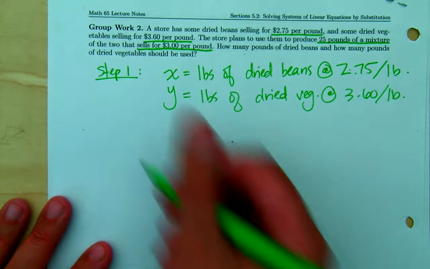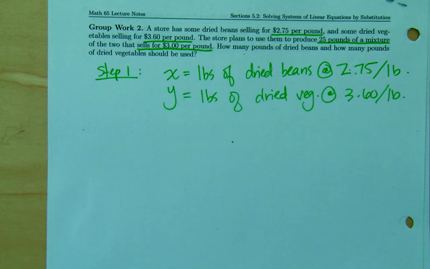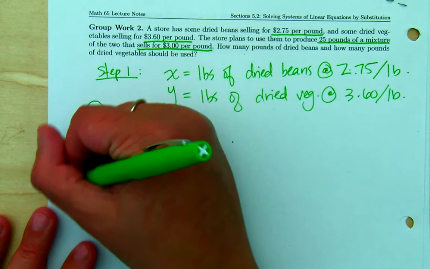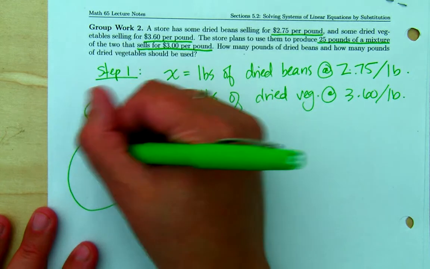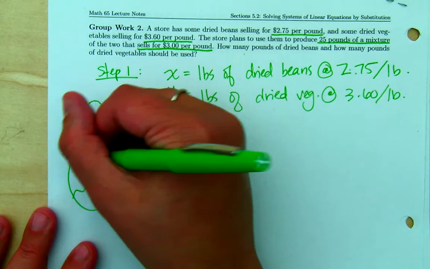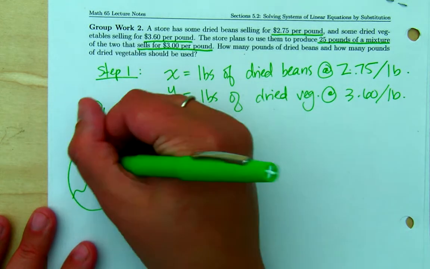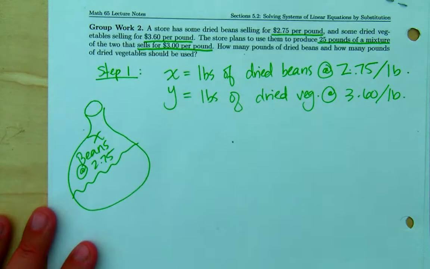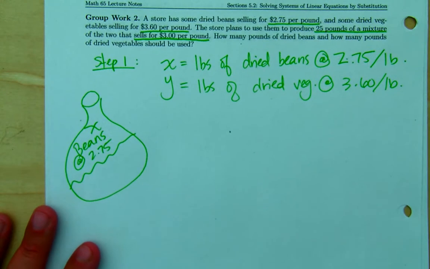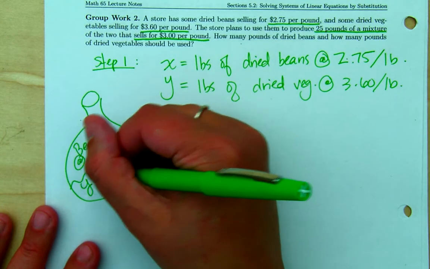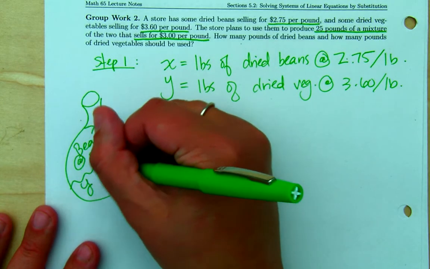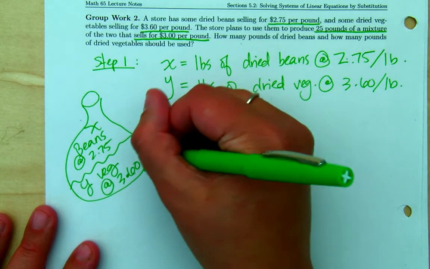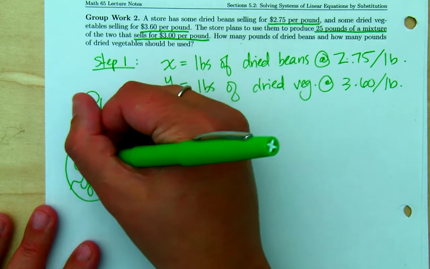Now, along with step one, I want to understand the question. So maybe I'll draw a little picture. Here's a bag of beans and vegetables. Some portion of them are beans at $2.75. Actually, that's X. Look, I could define the variable on my picture. And then Y is the veggies at $3.60 per pound. And I probably should put a money sign, right?